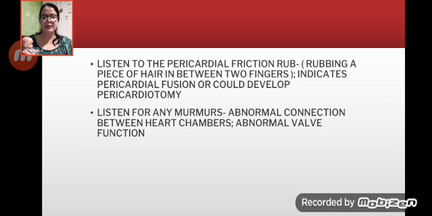Okay, so listening for the pericardial friction rub is also one of the things that you need to check. So how are you going to check for the pericardial friction rub? It's like rubbing a piece of hair in between two fingers. The sound that is produced in doing that will indicate that there is a pericardial effusion or could develop pericarditis. Then listen for any murmurs, which indicate an abnormal connection between heart chambers and abnormal valve function.